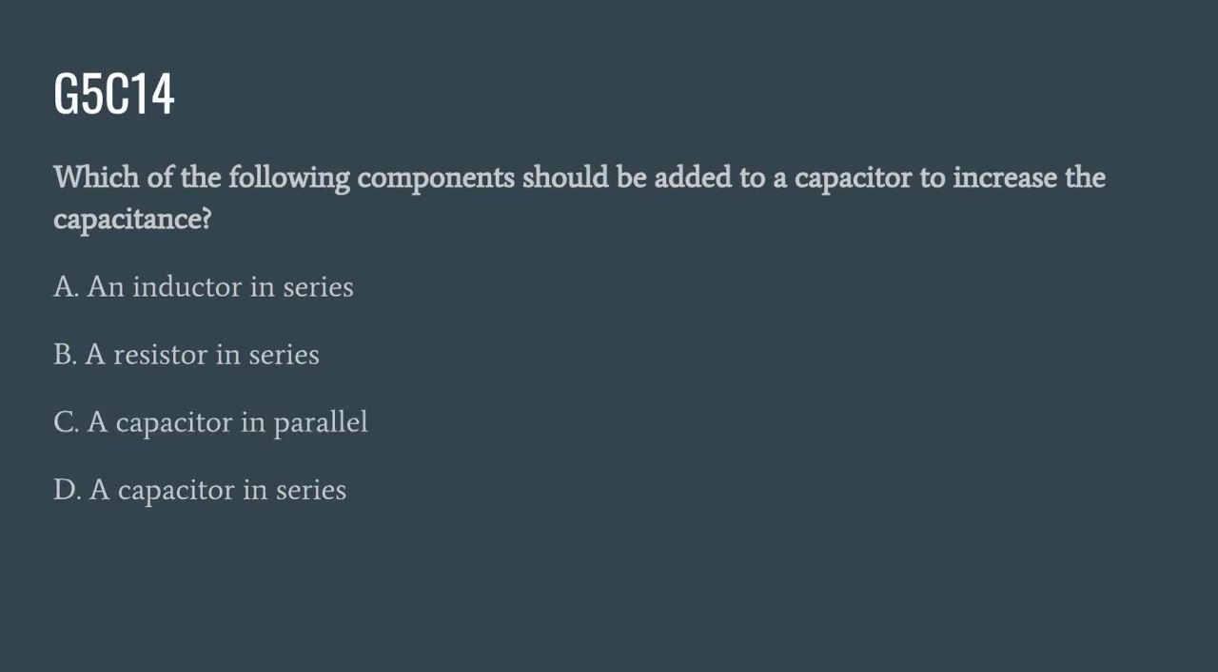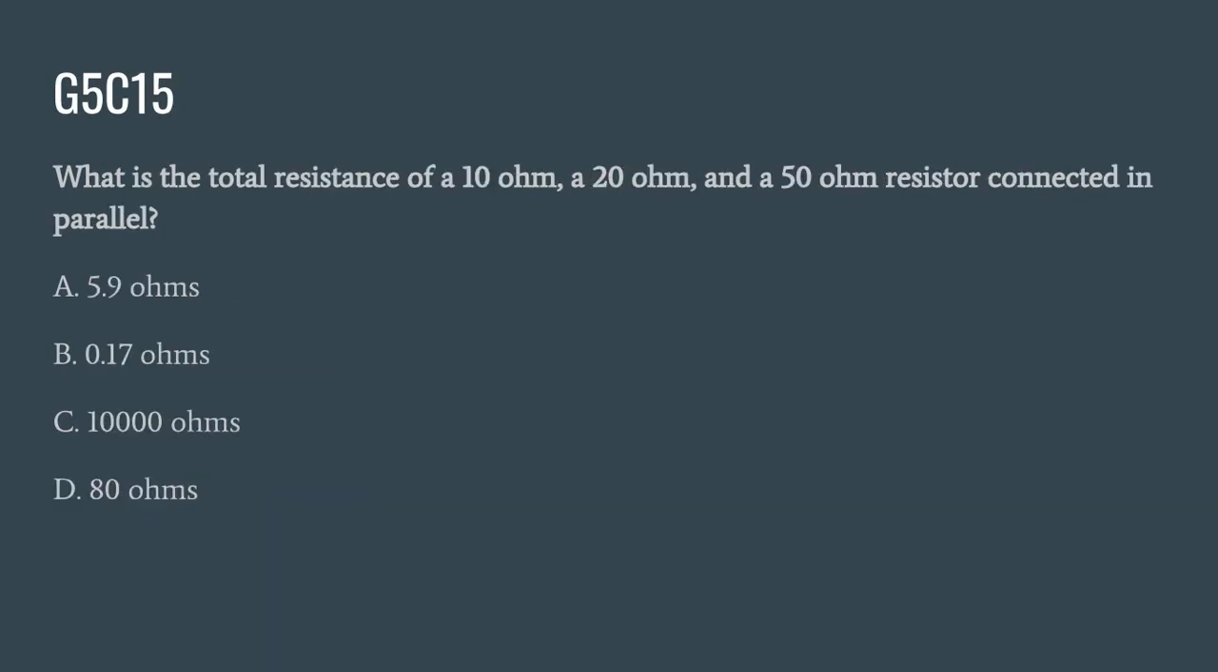G5C14. Which of the following components should be added to a capacitor to decrease the capacitance? A. An inductor in series, B. A resistor in series, C. A capacitor in parallel, or D. A capacitor in series. Correct answer, D. A capacitor in series. G5C15. What is the total resistance of a 10 ohm, a 20 ohm, and a 50 ohm resistor connected in parallel? A. 5.9 ohms, B. 0.17 ohms, C. 10,000 ohms, or D. 80 ohms. Correct answer, A. 5.9 ohms.